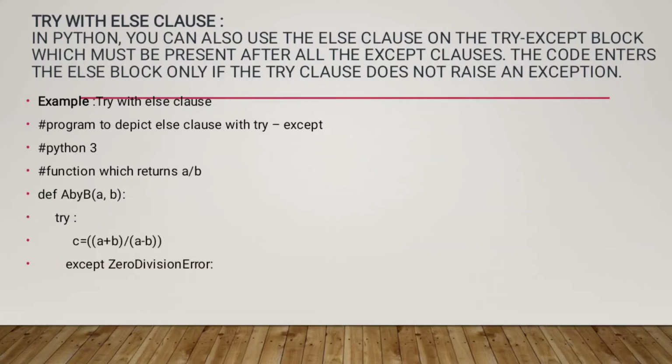Use the else clause on the try except block, which must be present after the except clause. The code enters the else block only if the try clause does not raise an exception. This is the brief information for the try with else clause. As an example, we will take try with else.